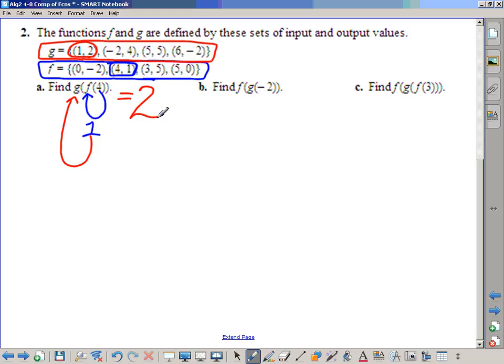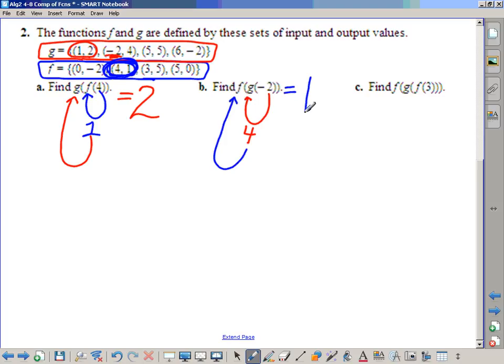In B, we're going to do f of g of negative 2. Find negative 2 in the list of g inputs. Here it is, negative 2. When the input is negative 2, the output is 4. That is only a temporary output. That becomes your new input in the f list. So look up 4 on the f list. We have it right here. When the input is 4, the output is 1. Final answer.